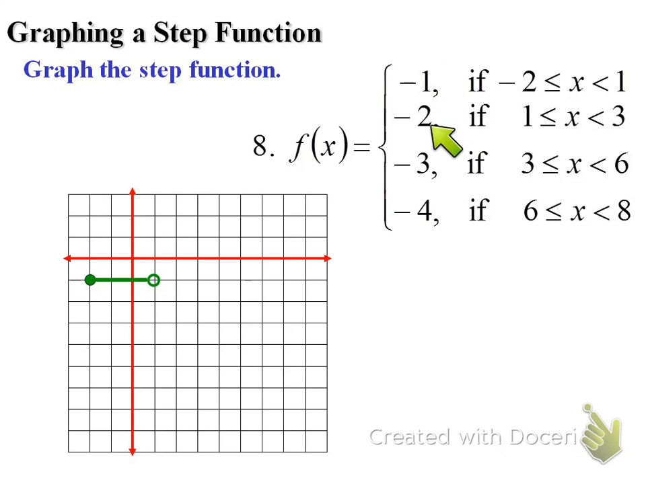The next line I'm looking at would be y equals -2. Again, we said it would be along this line. We want it to start at 1 for our x values. We want it to end at 3 for our x values, including the 1, not including the 3.